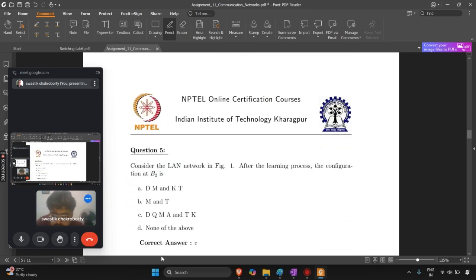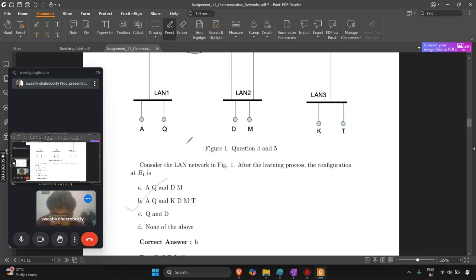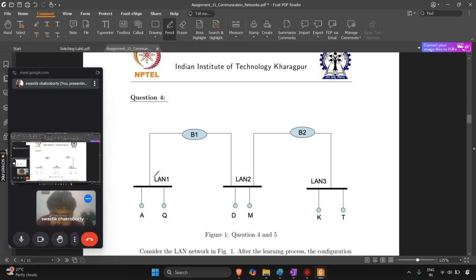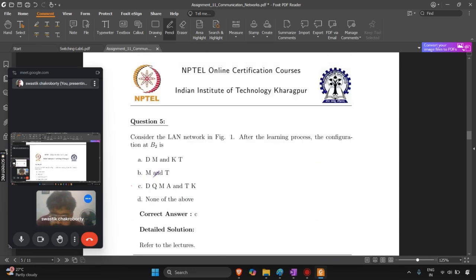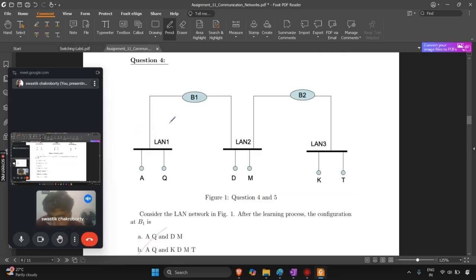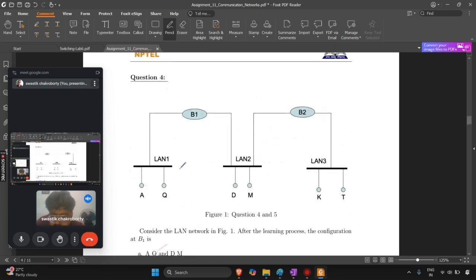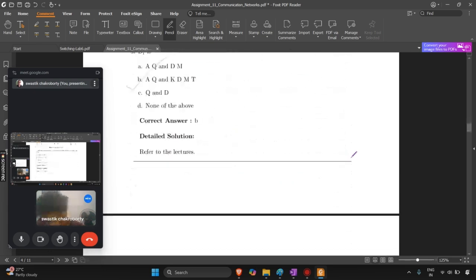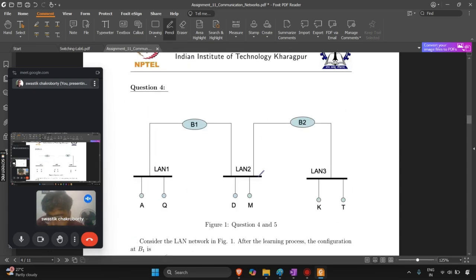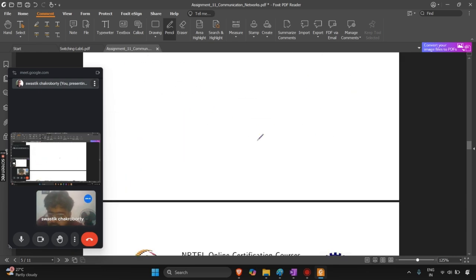So AQDM on one side like this, and KT on another. So for bridge 1 you have AQ on one side and DMKT on another, and here you have AQDM on one side and KT on another side of the port. So here in bridge 2, port 1 connects AQDM and port 2 connects KT. So it's AQDM and KT.